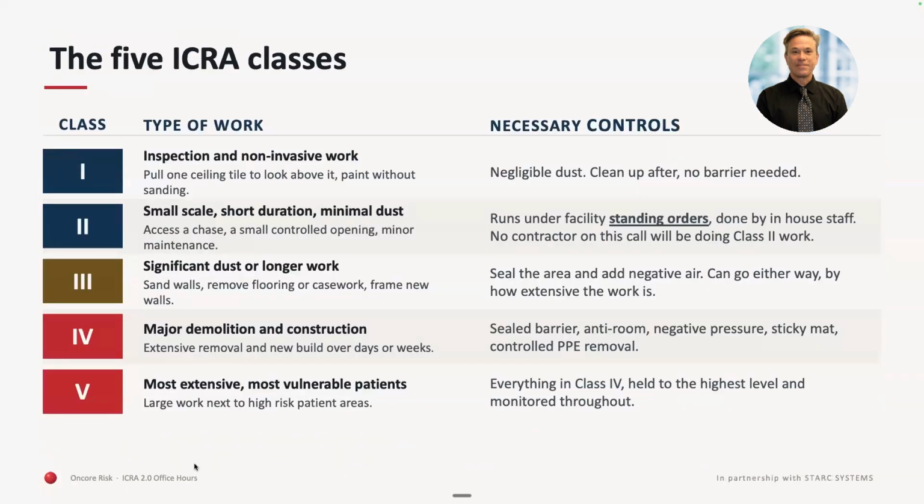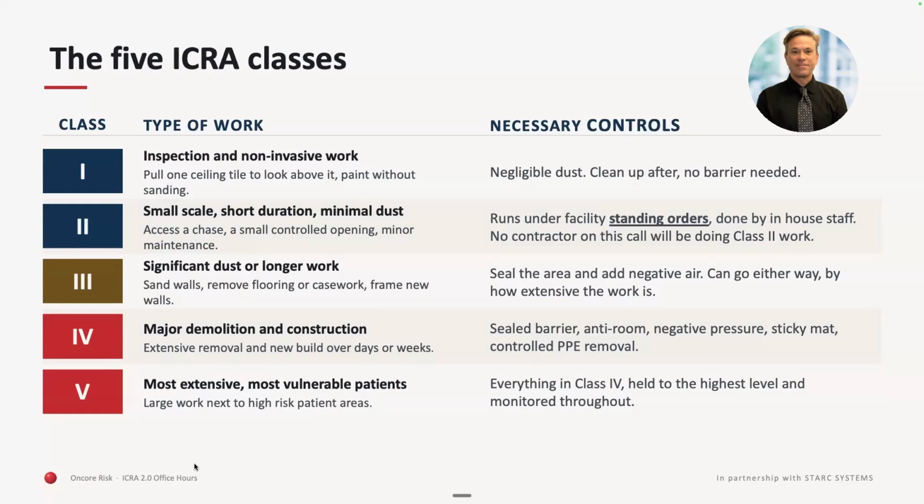The 5 classes of precautions I want you to understand: the first is not supposed to have any dust disruption at all. It's an investigation. You're looking above the ceiling. You're doing something where you're investigating something and really not cutting or making any kind of invasive work activities. Small scale 2 is only for facilities management.